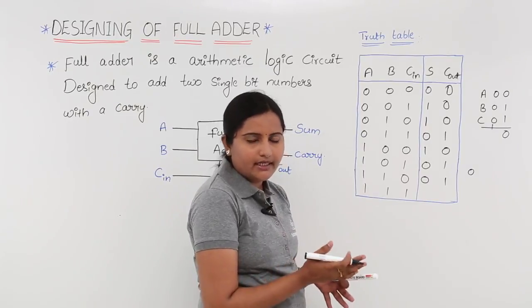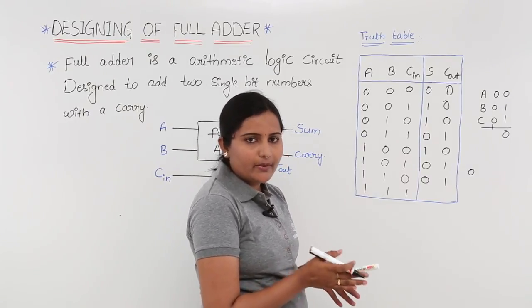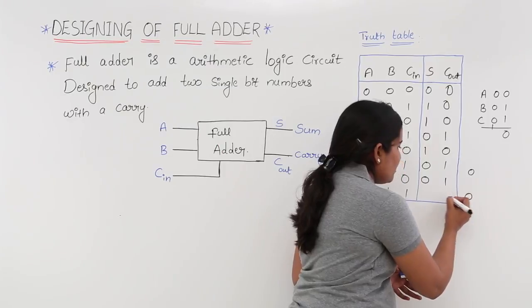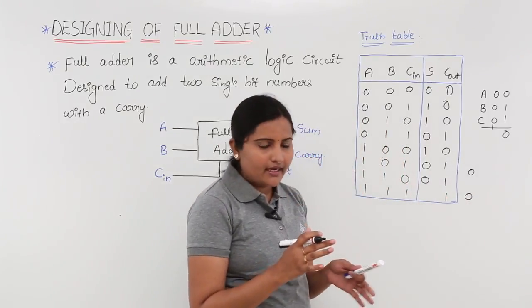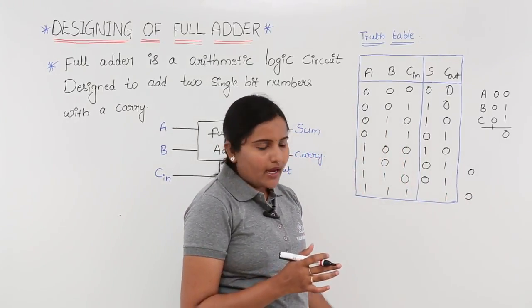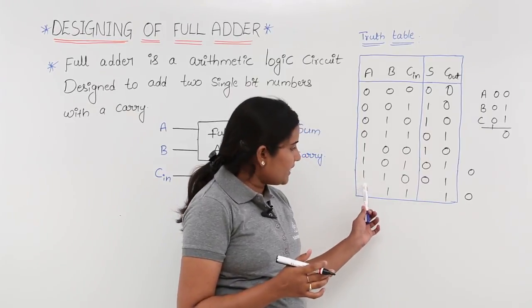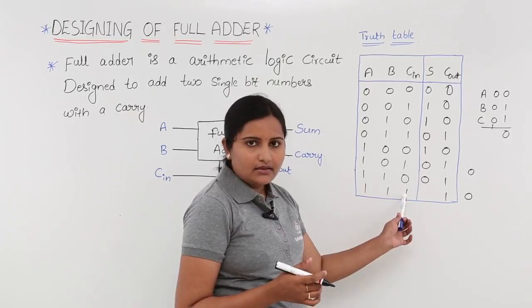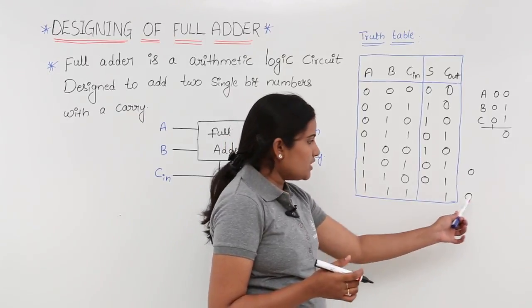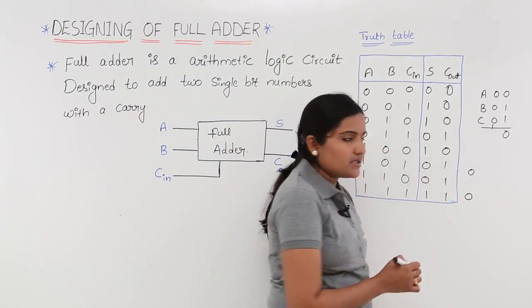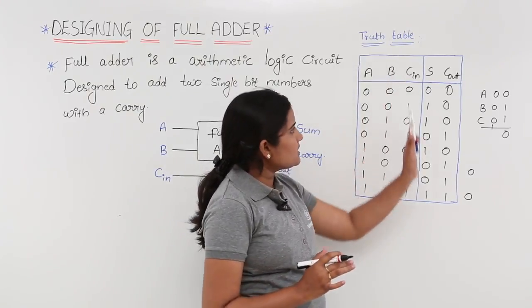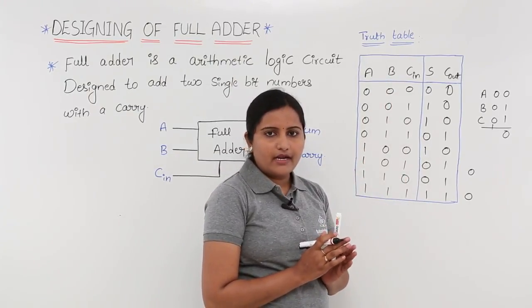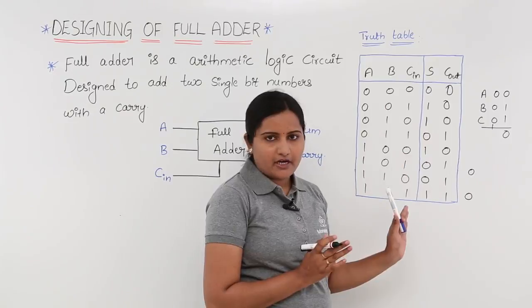We know that in arithmetic addition when you are adding 1 plus 1 you get sum 0 and carry 1. When you get carry you need to put the carry there. And now the sum is 0 after adding 1 plus 1. For this sum you need to add the C in bit. So 0 plus 1 means you are getting sum also 1. So this is the full adder addition procedure functionality.